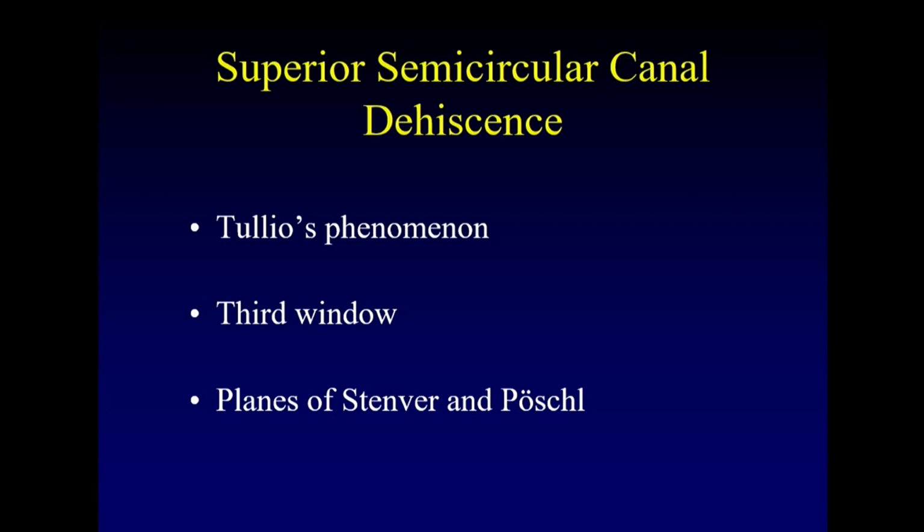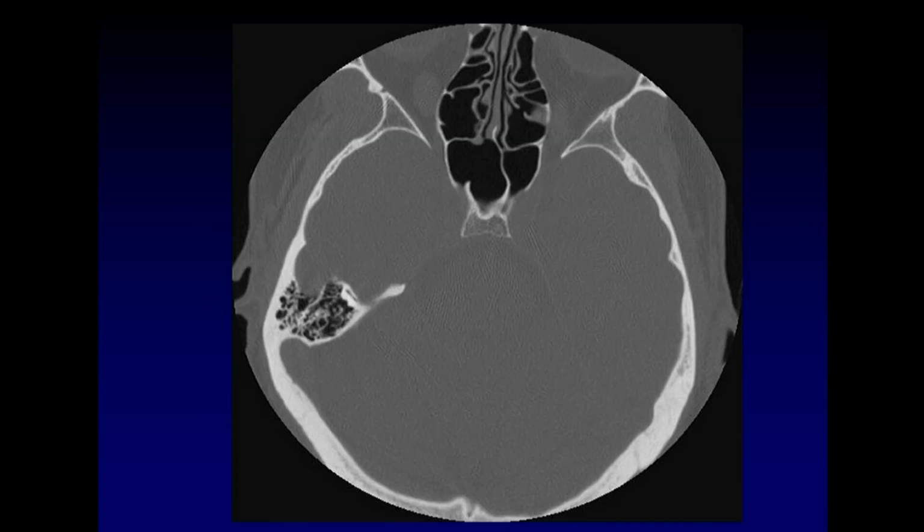Now, many people have advocated for the planes of Stenver and Poschl as a way of carefully looking for superior semicircular canal dehiscence, and I'll show you what it looks like in those planes. The reason we need separate planes of imaging is it can be a very near thing whether the superior semicircular canal is intact or not on an axial image. So we need some help from reformatted images.